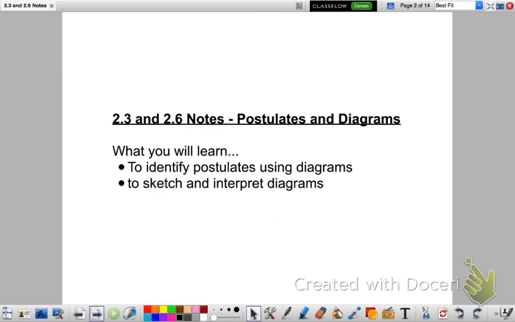Okay, so sections 3 and 6 basically cover postulates and diagrams. We're going to name these postulates. We've kind of been building up to them, but we're going to name them. We're going to write them down. We're going to say these postulates and theorems are postulates and theorems. These are the rules that we're going to work by. And then we're going to sketch and interpret diagrams.